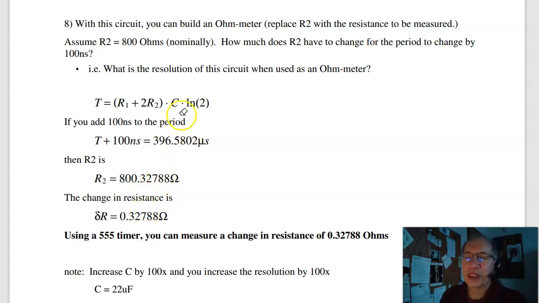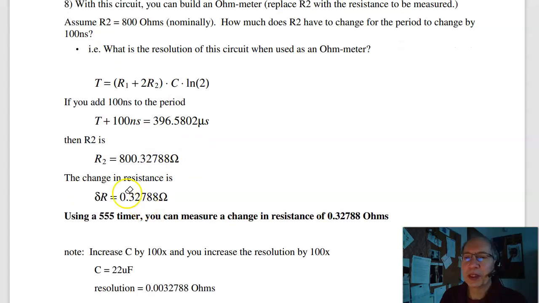If I made C something bigger, like 22 microfarads, I could measure the resistance to 0.003 ohms. Again, if I can convert something to time, I can measure really accurately. And measuring 800 ohms with a resolution of 0.003 is really impressive.